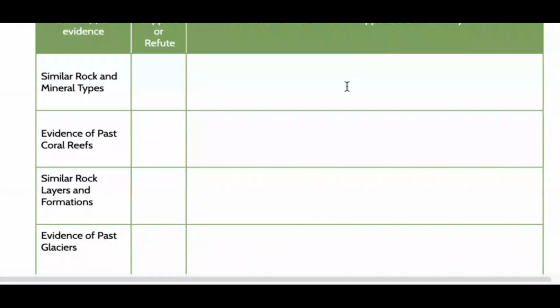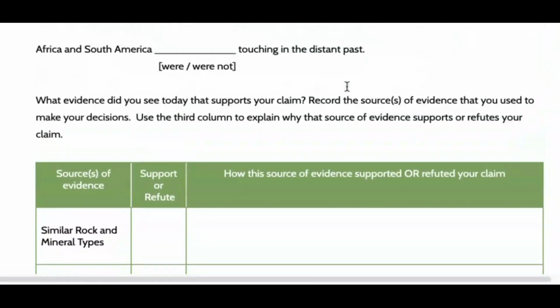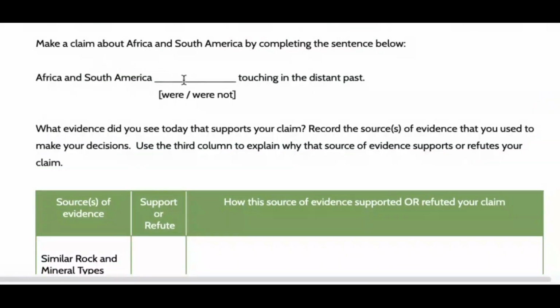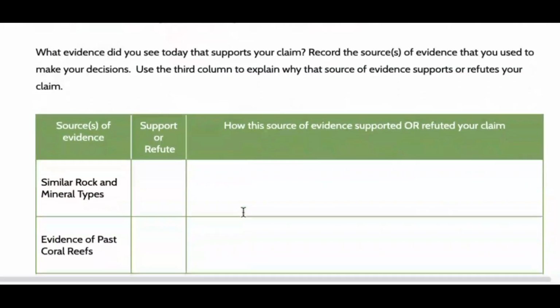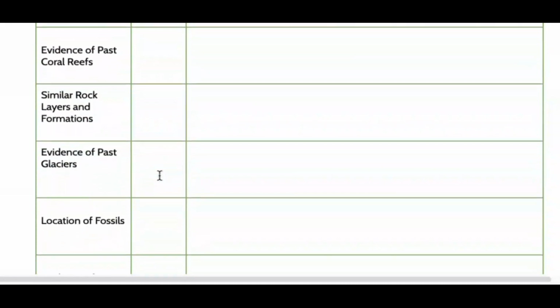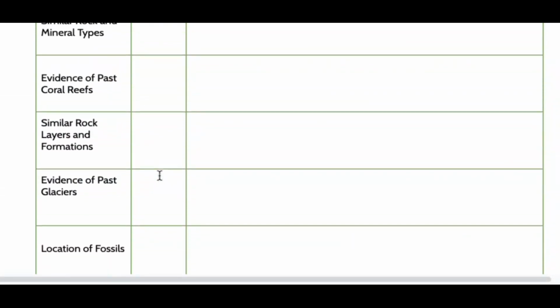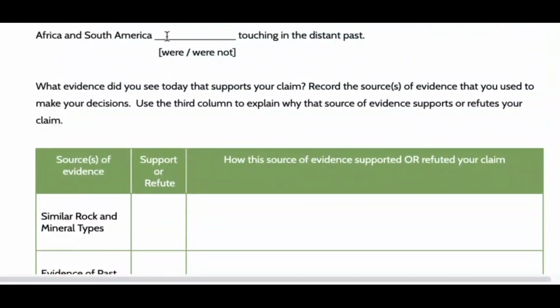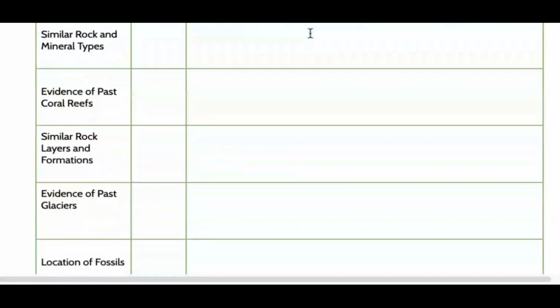Finally, what you're going to do is now go back and put a were or were not. So you're going to look at your S's and your R's. You're going to kind of find out who won. S's, if it was an S, you're going to say, yes, they were touching. If your R's won, then you're going to say were not. So did you find evidence to support or not that they were touching in a distant past?